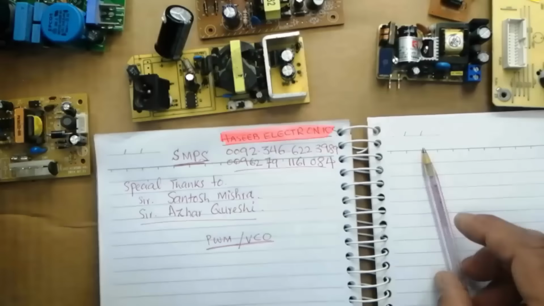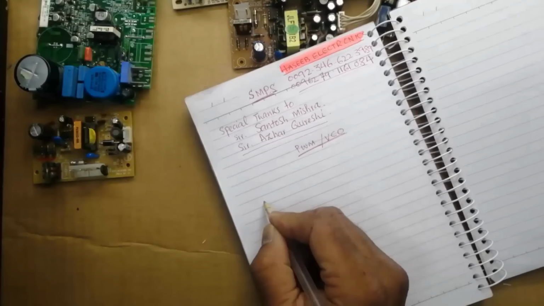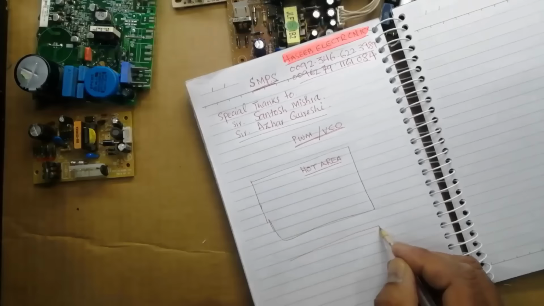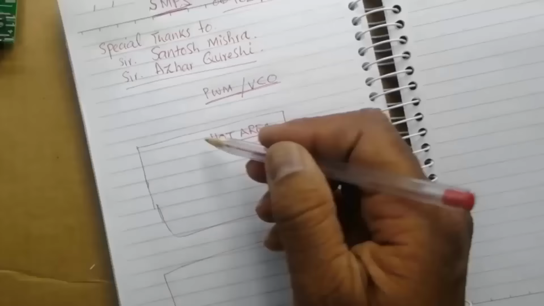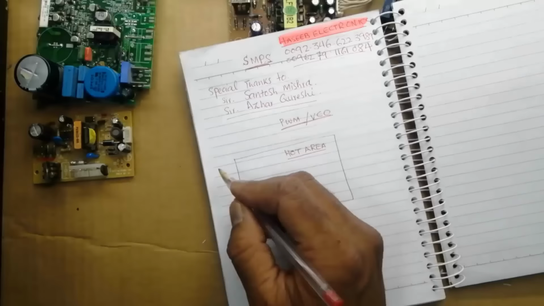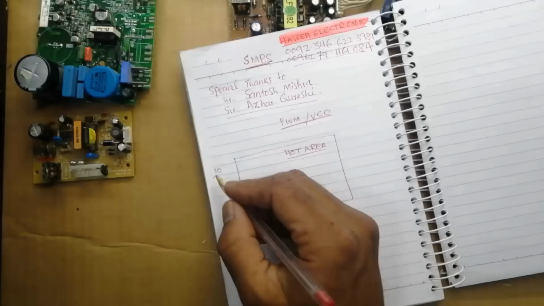When we discuss a switch mode power supply, every power supply has some sections. The first section is called the hot area or high voltage area. After that, there is isolation, and then there is the cold side. This one takes input from the line voltage which we have in our country. If we are in European countries or American states, then we take 110 volt. If we are in Asian countries, we are using 220 volt.